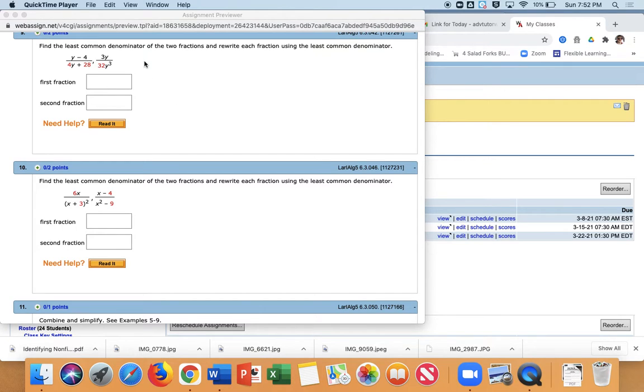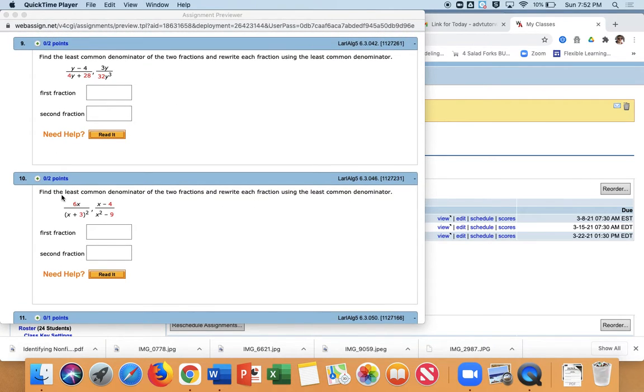All right, so the best way to describe questions 9 and 10 is basically this. What you want to do is look at the denominators in both questions. So let's look at question 10 first because I think it'll be a little easier to explain. X plus 3 squared means x plus 3 times x plus 3. And x squared minus 9 could be factored to x plus 3 times x minus 3.